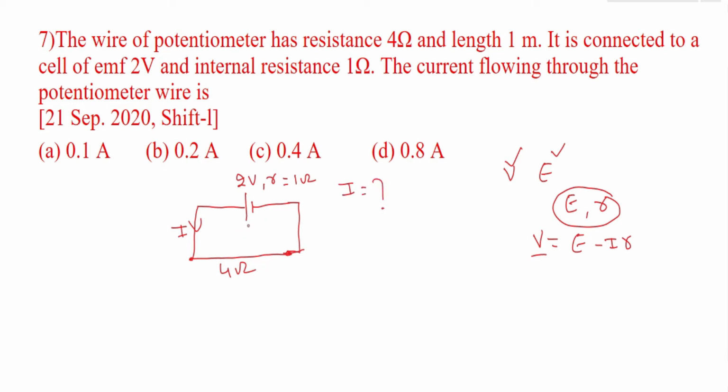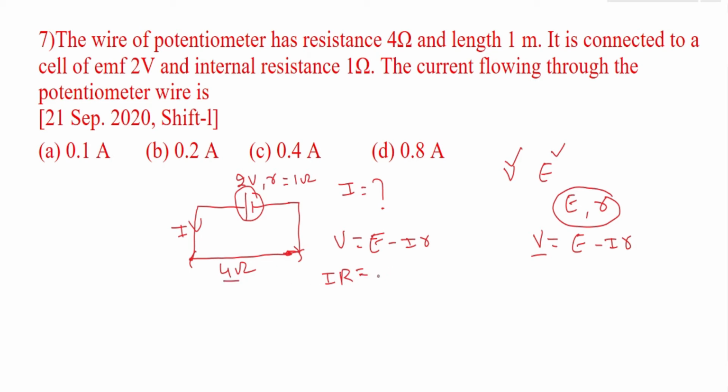Since this cell is connected in the circuit, you have to calculate the terminal potential. The formula for terminal potential will be V is equal to E minus Ir. Now V is the terminal potential, which is the potential generated by this cell. This potential will be dropped across this part, so according to Ohm's law, V can be written as IR, where R is the resistance of this wire.